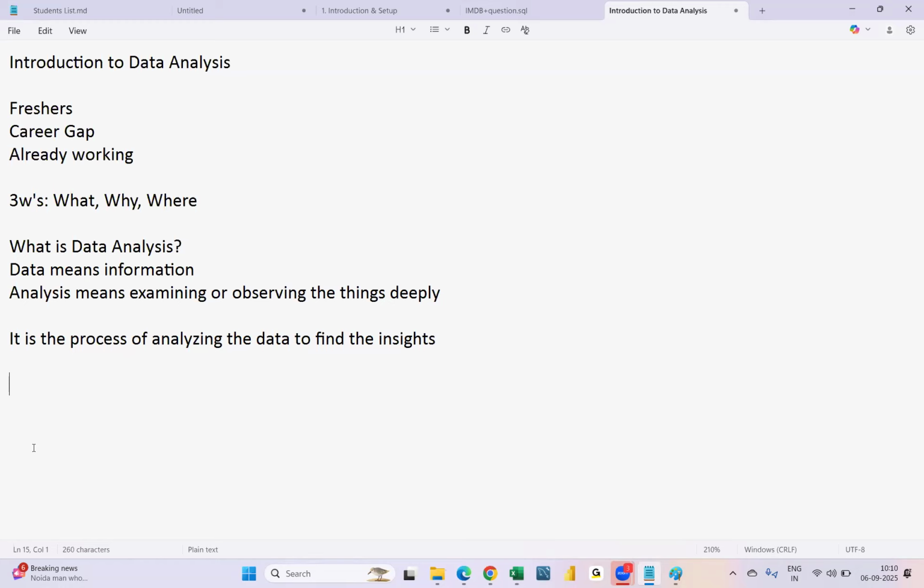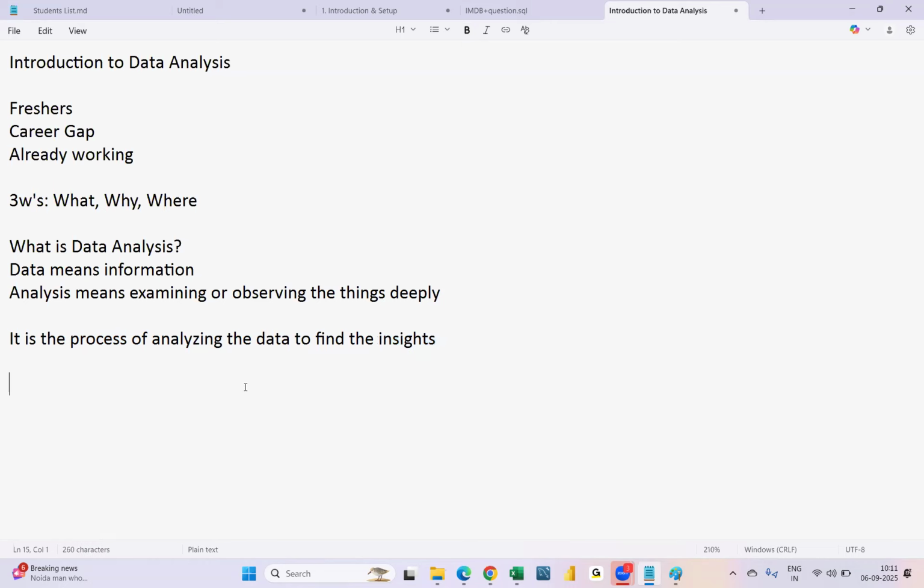Okay, let me continue. Whenever I say process, it is simply different types of steps you are going to follow. By following those different steps, you are going to analyze the data and find what is present in that data. Simply, that is what I am calling data analysis.